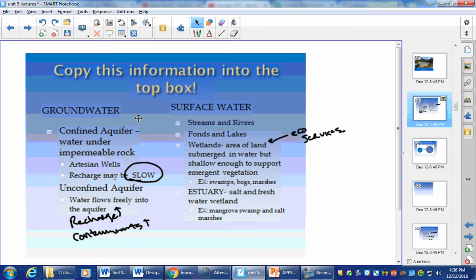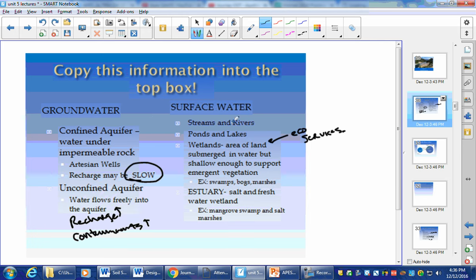They recharge very slowly, so they can take tens of thousands of years to recharge. The good thing about that, though, is that it takes a long time for contaminants to get in. Bad thing, it takes a long time to clean contaminants out of them, because how do you get into something that's impermeable? Okay, unconfined aquifers, they recharge very quickly, but it's very easy to contaminate, and the water flows freely.